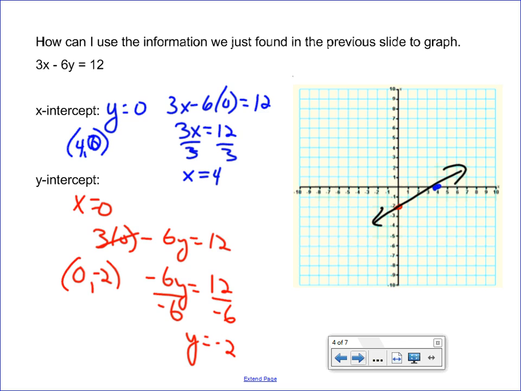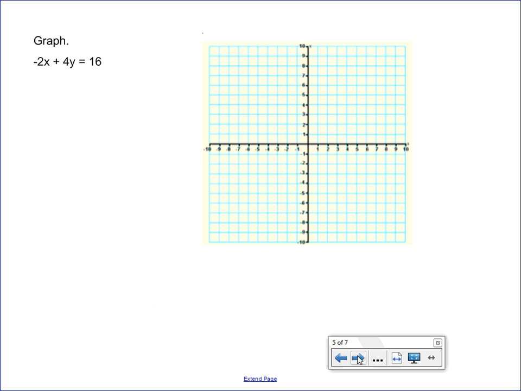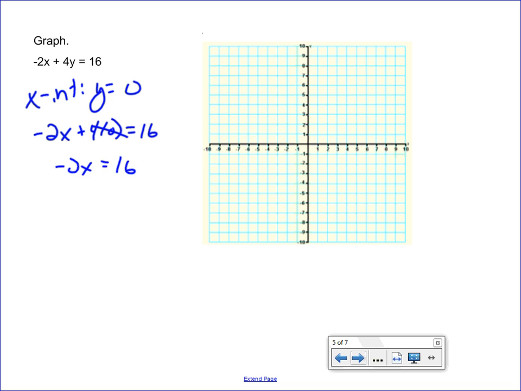Okay, so let's try that one more time. So again, we're going to find an x-intercept. And for an x-intercept, I know y is equal to 0. So I'd have negative 2x plus 4 times the 0 equals 16. So this would be gone. So you have negative 2x equals 16. If you divide by the negative 2, you end up with x is equal to negative 8. So your ordered pair would be negative 8, 0. So negative 8, 0. Okay?